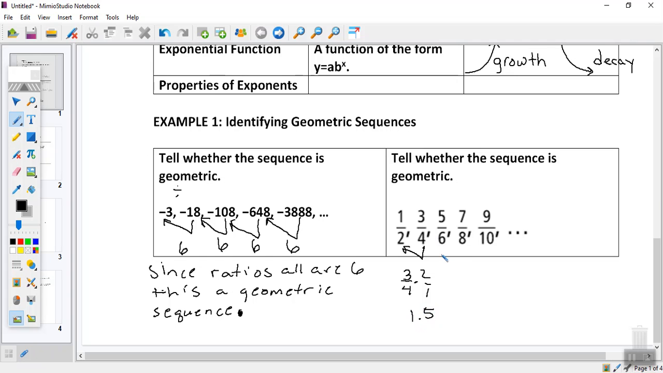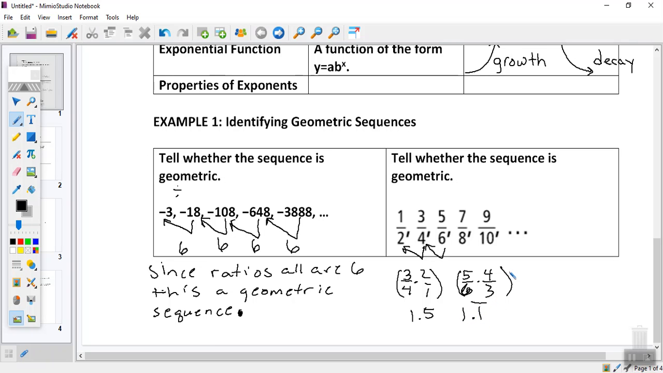Now I need to check 5/6 divided by 3/4. That's like 5/6 times what, kids? 4 over 3, the reciprocal, right? Guys, help me out. What's up top? 20. What's on the bottom? 18. Somebody take 20 divided by 18 for me. 1.1 repeating.